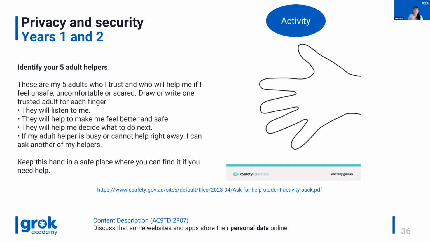And it's always a good idea for students to learn about asking permission from parents or carers about what sorts of things they should be sharing, what kind of data is safe to share online. So another activity is using a hand and having 5 trusted adults as part of our circle. And on the hand, the students write the name of the adults that they feel they could go to if they have questions about data and safety and security.